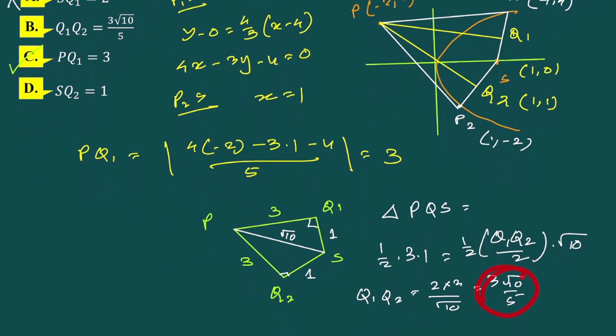This is the Q1 Q2. It is the right option. So we can write here Q1 Q2 is the right option, and PQ1 we already got, and SQ2 is 1, we got. So the thing is this.